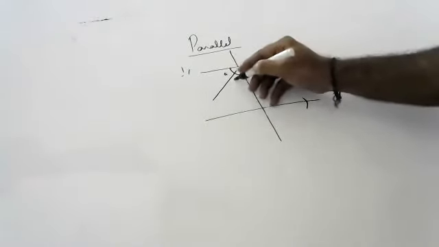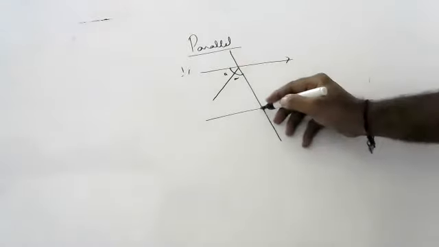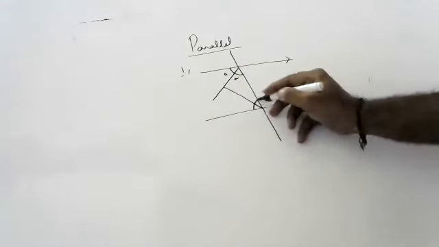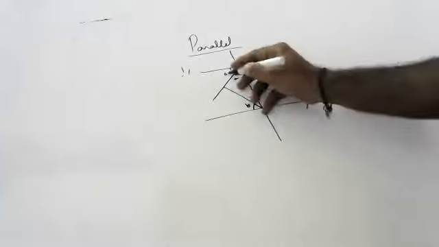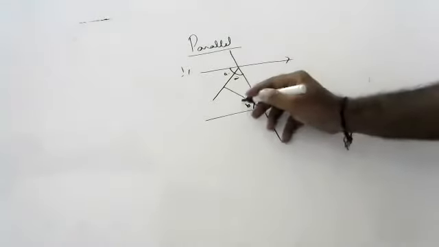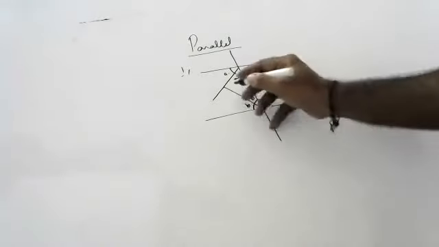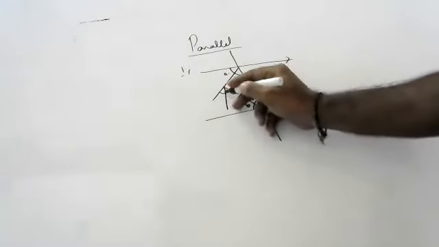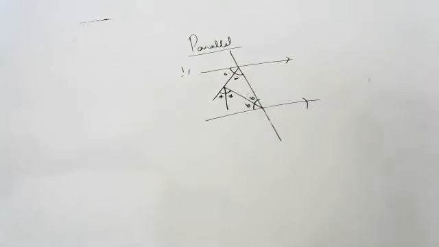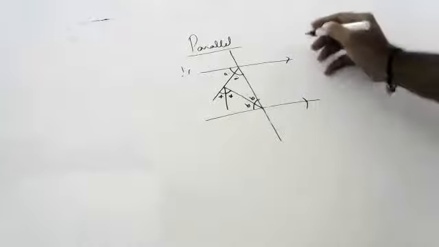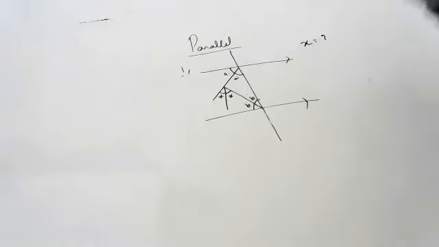Bisector means same angles, you know. And they also mentioned that this is also a bisector. Bisector means this and this are same, children. This angle same and this angle same means bisector. And here also they mention one bisector, children. This and this is same. So they are asking to find the value of x.